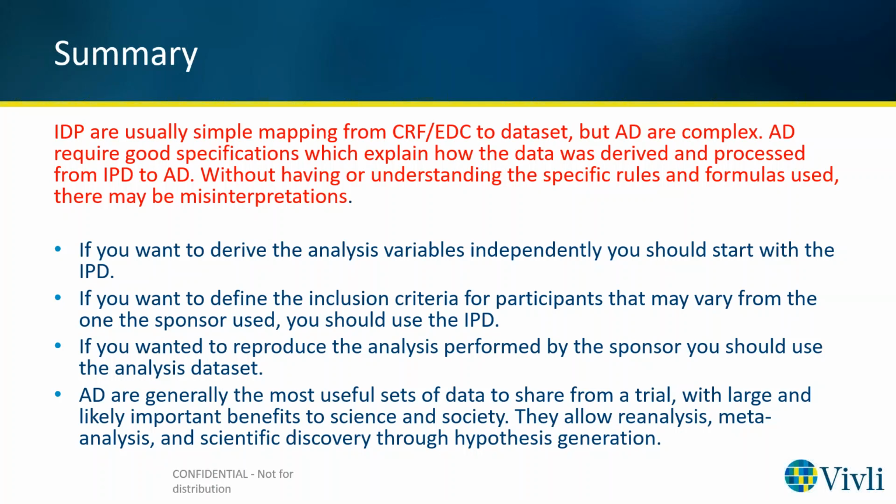So analysis data sets are generally the most useful sets of data to share from a trial. They have large benefits that are available to science and society. They really allow reanalysis more simply and more straightforwardly, meta-analyses, and scientific discovery through hypothesis generation. If you're looking for a new variable that hasn't been analyzed before, though, you're much more likely to be successful if you start with the IPD, because that may include variables that were not available as part of analysis data sets since they haven't been presented in analyses previously by the sponsor.